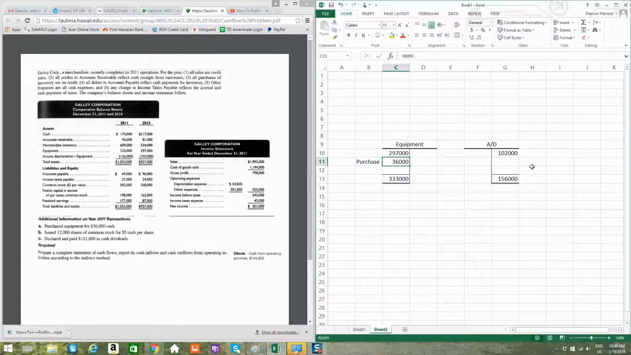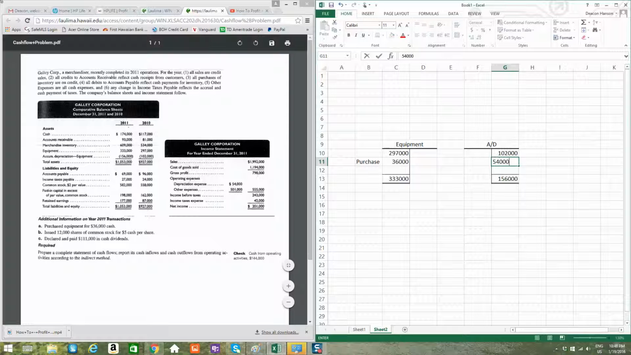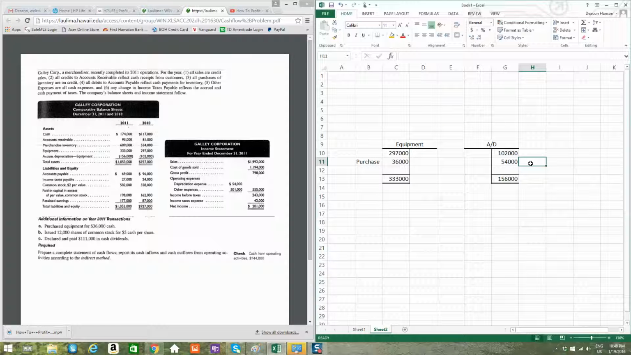They don't have that. We go ahead and prove the accumulated depreciation as well. So depreciation expense was $54,000. That's an increase to accumulated depreciation. So again, do the drill of seeing if 102 plus the depreciation expense equals the ending balance, and it does. 102 plus 54 is going to be 156. Okay. So we can come back over here.